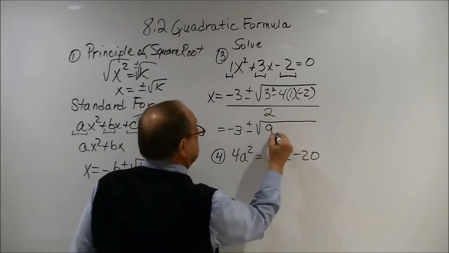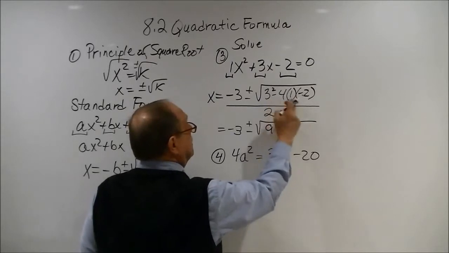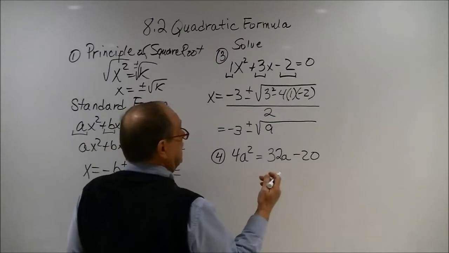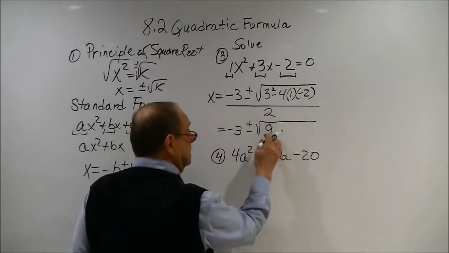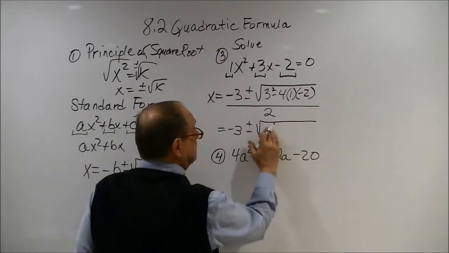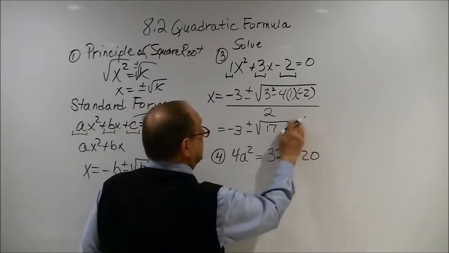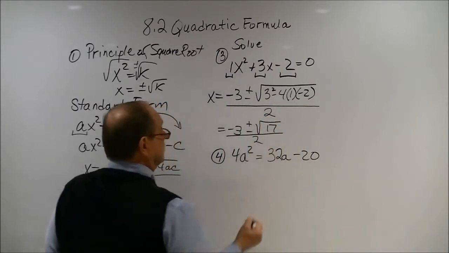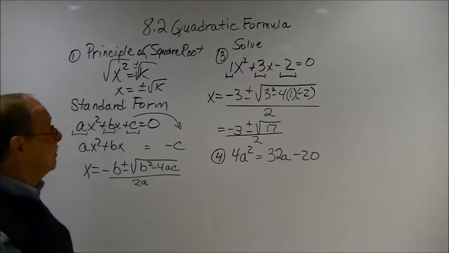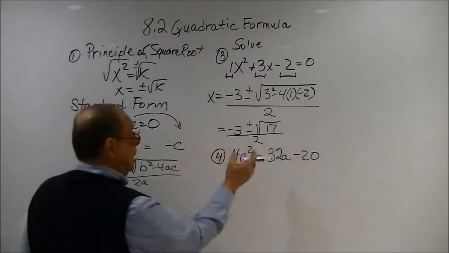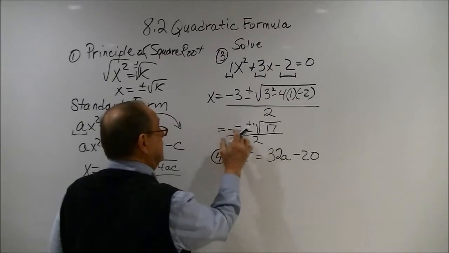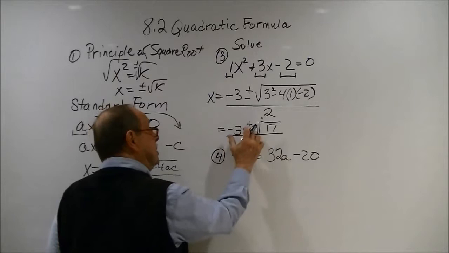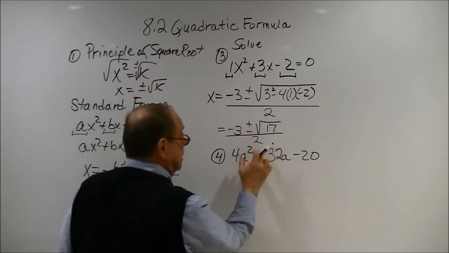And this will be 9. Now a negative 4 times a negative 2 is a positive 8. So 8 plus 9 is 17. So I'll just put the 17 there. And that's all going to be over 2. And actually that's your answer. Now often you have to write it twice. Negative 3 plus the square root of 17 over 2, negative 3 minus the square root of 17 over 2.